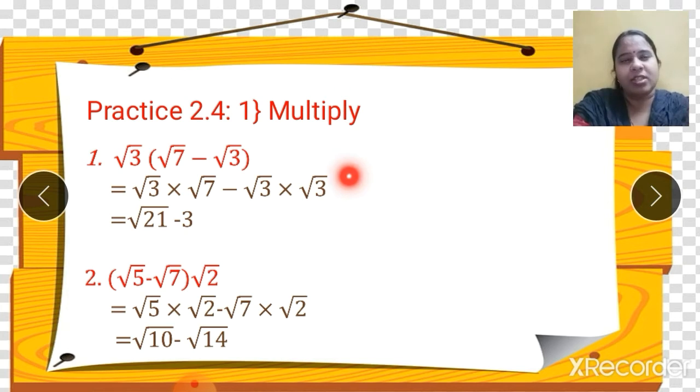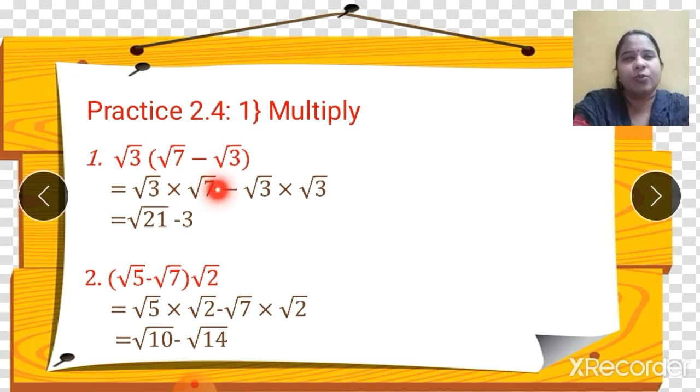We know the concept, and that when we have to multiply like this, what is the rule that is to be followed? That this root 3 is to be multiplied with root 7. Again this root 3 is to be multiplied by root 3. Opening the bracket. Correct? So see, this is what is done. After doing this, what we will get?